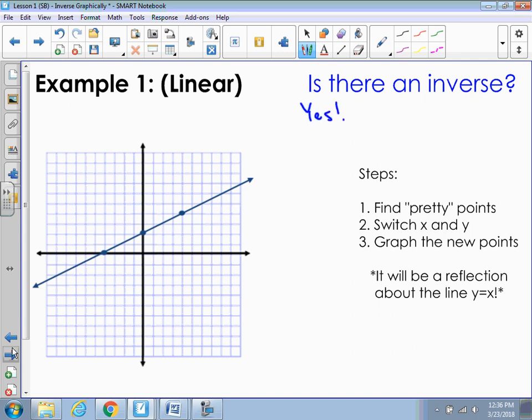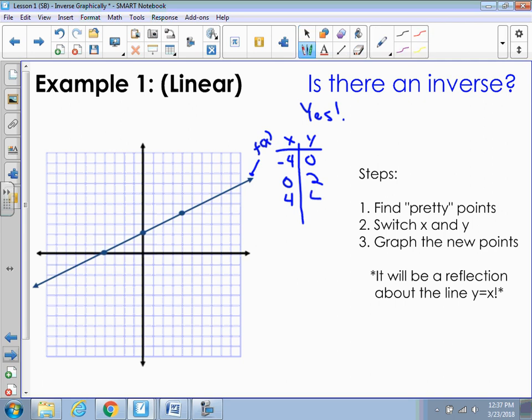So to find our inverse, it's really easy. What we do is we find pretty points. So here's my initial function, this is my f of x. Some pretty points are marked for us. We have negative 4, 0. We have 0, 2. And then we have 4, 4. Sorry, I apologize there. So 4, 4 is what we should have.